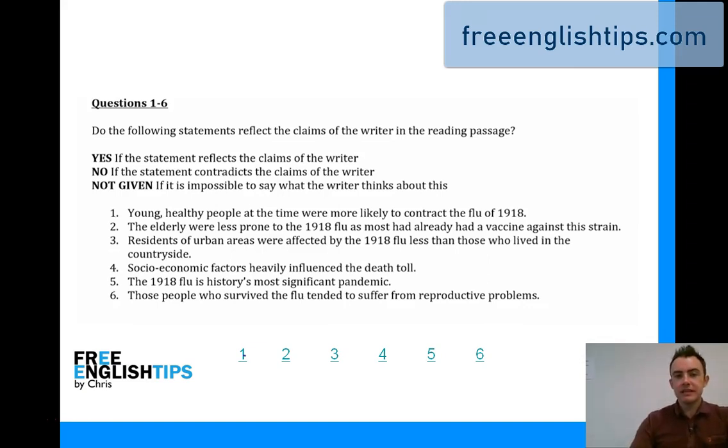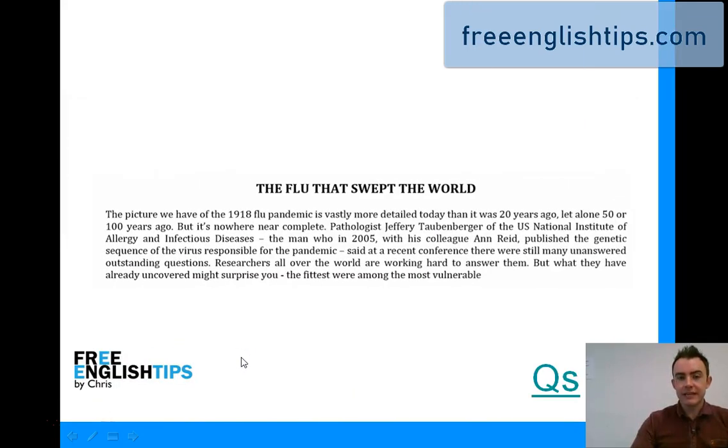So in this particular case, it says that young, healthy people were more likely to contract the flu, right? So where did you find that in the text? Where did you find it? Well, I found it within this section here. All right, it's right at the beginning of the text. And I noticed that it says right at the very end of that section, the fittest were among the most vulnerable. Okay, the fittest were among the most vulnerable.